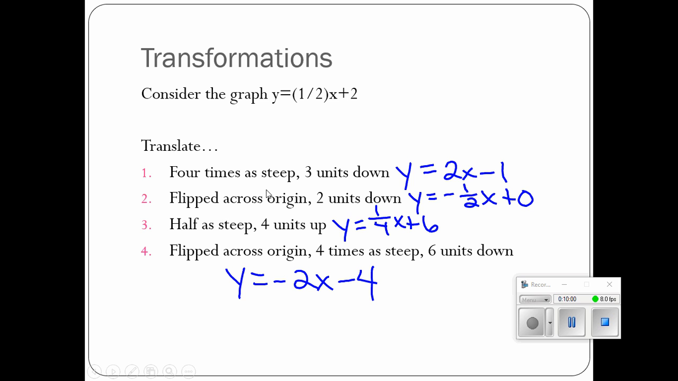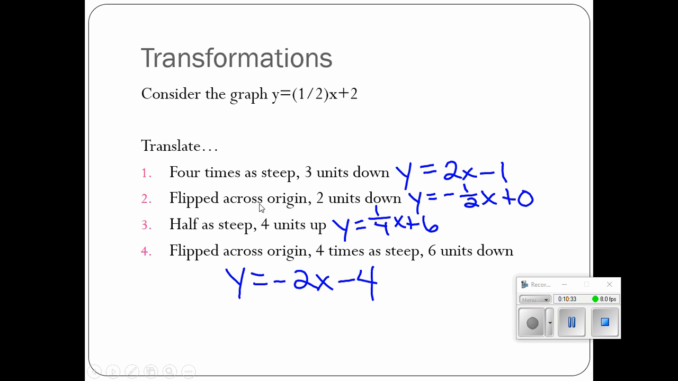Let's try another one. If we do y equals half x plus 2, we're going to do 4 times as steep, 3 units down. So we're going to multiply 4 to half, which is 2x. 3 units down, we're going to subtract 3 from 2, which is negative 1. So you change the slope, which is this one. You change the y-intercept, it's this one. When they say down, subtract 3 on the y-intercept. When they say up, you add, okay?